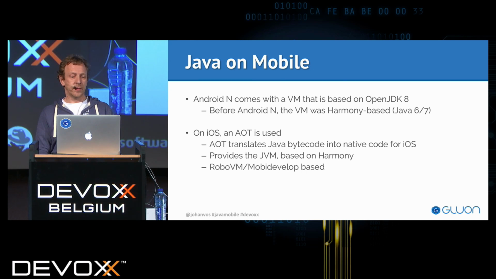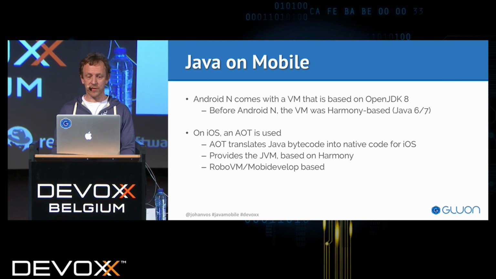But as from Android N, there's a new virtual machine/AOT compiler/runtime that Android is using, which is based on OpenJDK 8. It's better. On iOS, as I said, we use an AOT, an ahead of time compiler that will translate our bytecode into native code for iOS. We also provide the JVM, which is also based on Harmony, because if you want to execute Java code, you need a virtual machine, the JVM. But all of this is compiled before it enters the device.